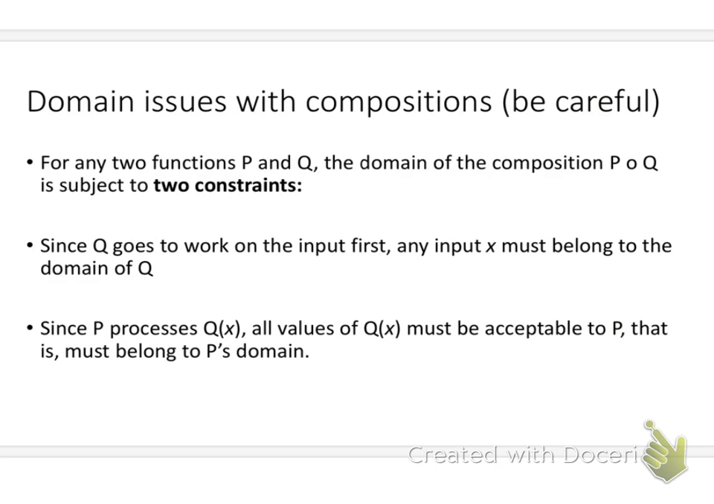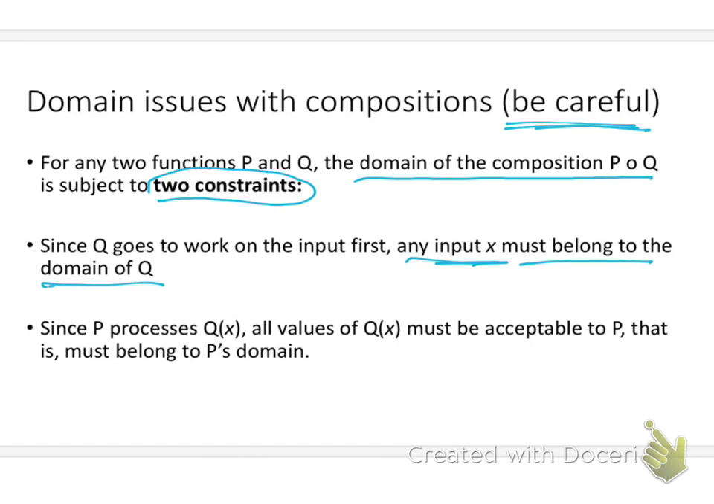Okay, when you are doing your compositions, you have to be careful. For any two functions p and q, the domain of the composition of p circle q is subject to two constraints, not just one constraint. Since q goes to work on the input first, any input x has to belong to the domain of q. So for example, if q was 1 over x, then x could not be equal to 0. Do you see that? So you would have to eliminate 0 from your domain.